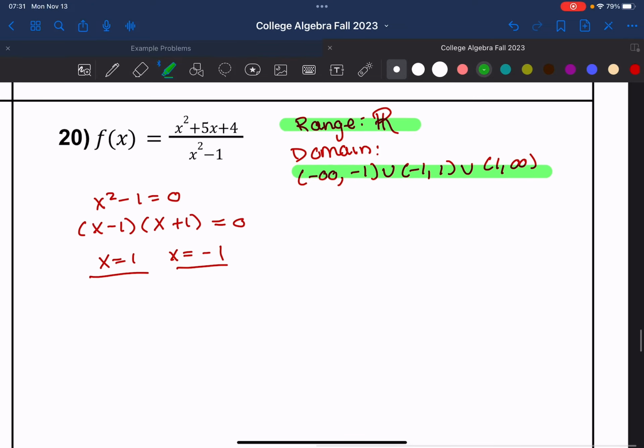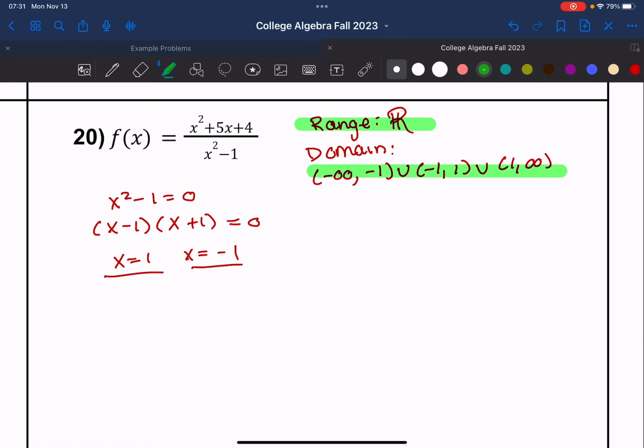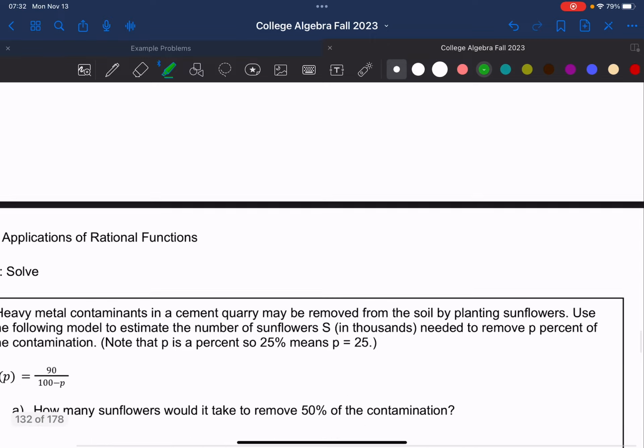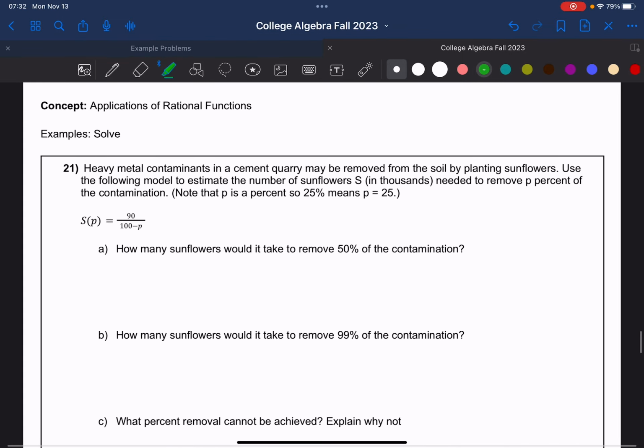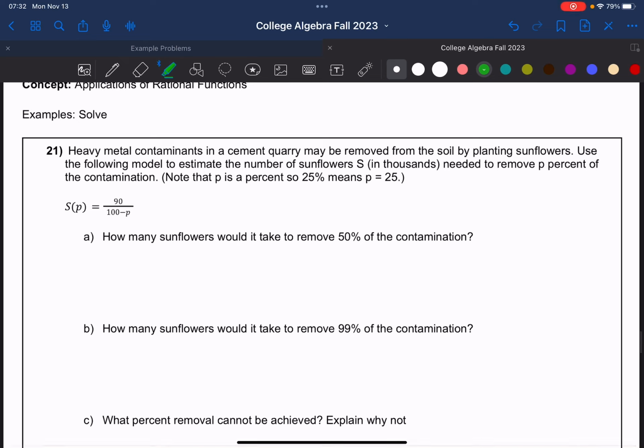Okay, so we learned how to find these asymptotes, both on a graph and mathematically, and then how to find the domain and range. Okay. Last concept here, we're going to look at some applications. And in application problems, a lot of real-world problems do use rational functions. So that polynomial divided by another polynomial.